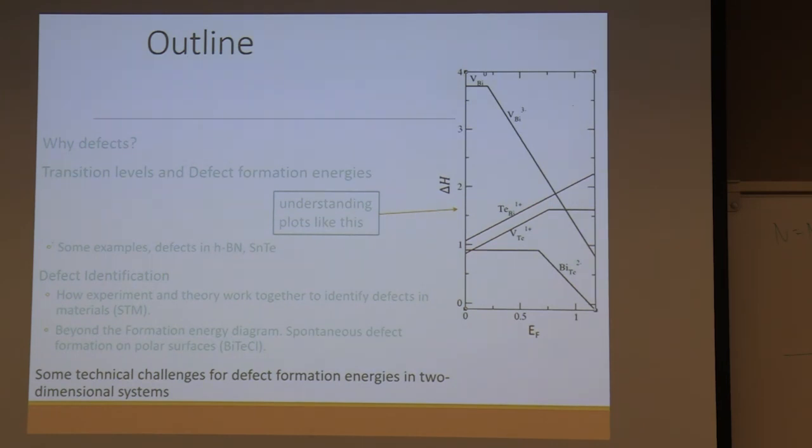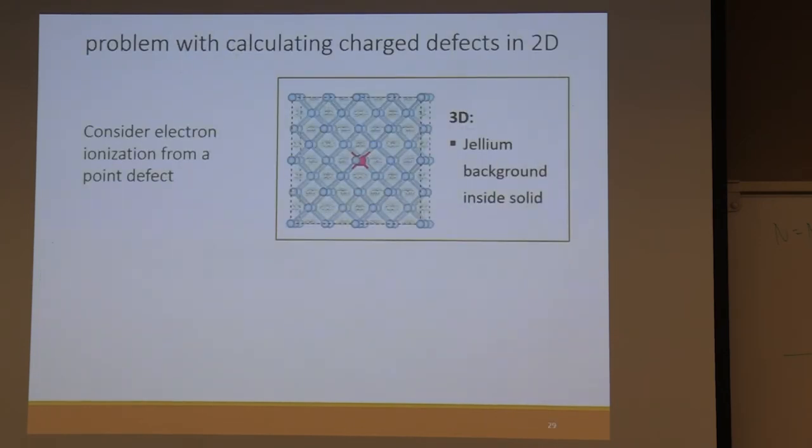Okay, so some technical issues with two-dimensional systems. I don't think I'm going to get deep into this. This is just more of a warning, right? If you have your 2D system, a TMD, and you want to calculate formation energies of defects and draw these plots, you really need to perform corrections, or else you run into errors. So one way to look at this is how people do the 3D calculations.